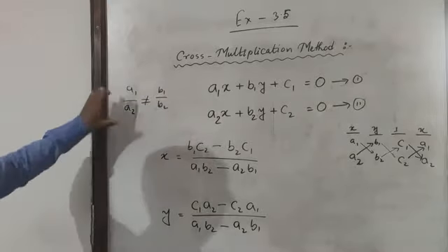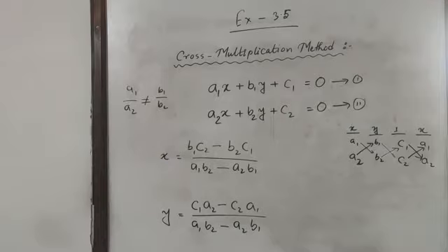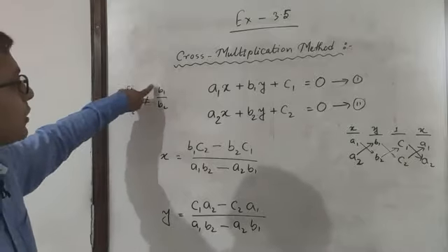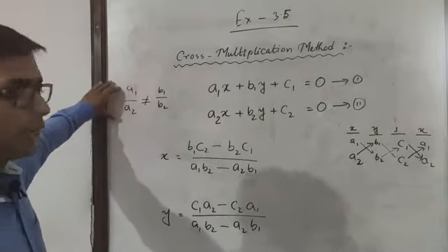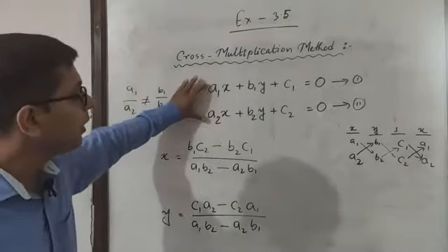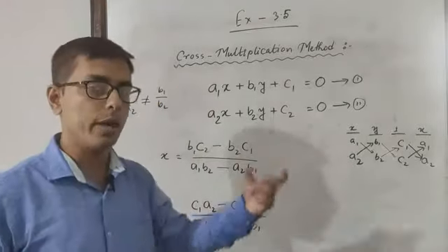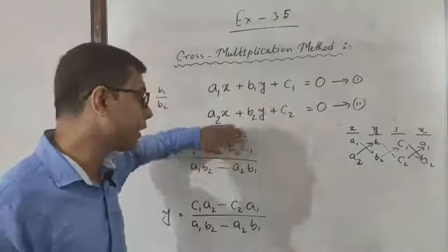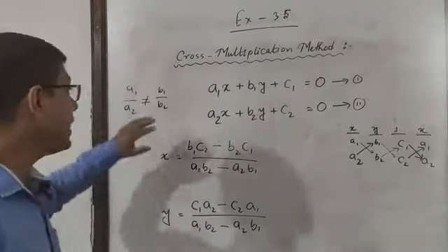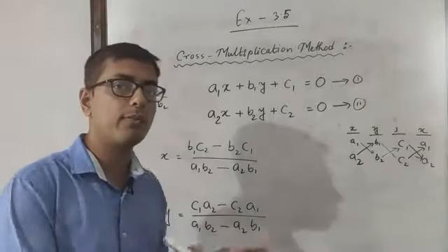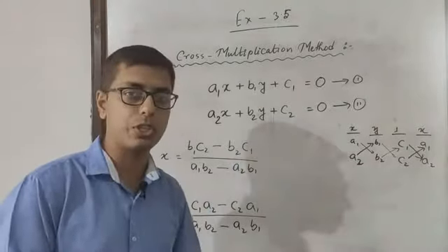We have learned already under exercise 3.2 when the coefficients of the pair of linear equations a1 by a2 not equals to b1 by b2 is found, then these two equations will have a unique solution, one solution, only one solution, and then only we can find out the solution. If they have more than one solution, then it is difficult for us to get the values because they have infinite solutions in that case.